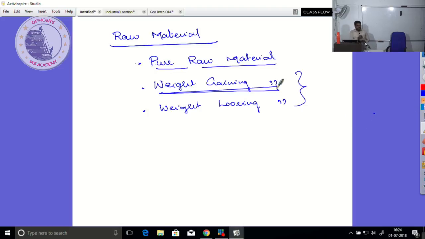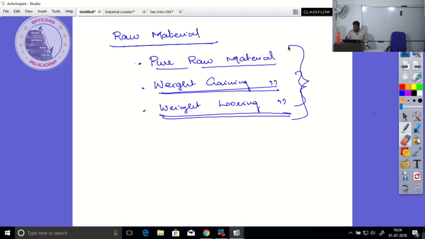The opposite of it, sir. I have some raw material, every attempt of the process, if at all if the weight of the raw material is lost, I call it as a weight losing raw material. Right, sir, these are the three types of raw material, and these are the three types of raw material which decide the locational aspect of the industries primarily, sir.